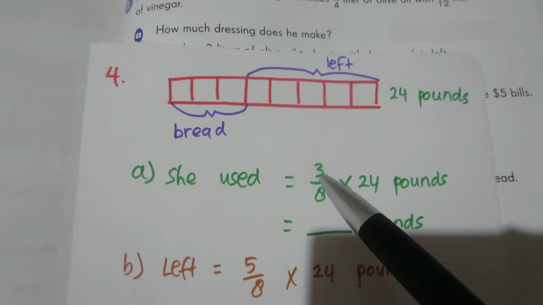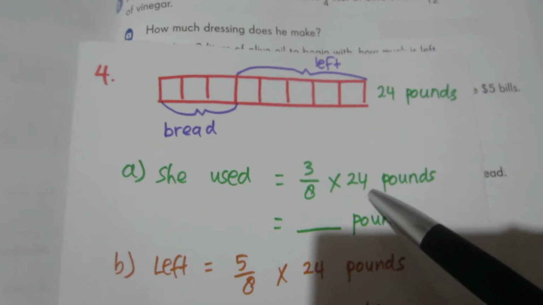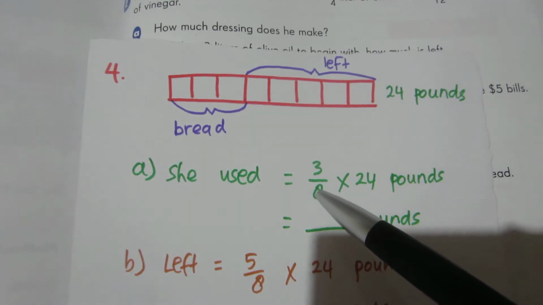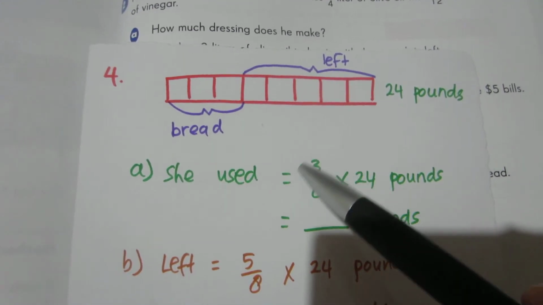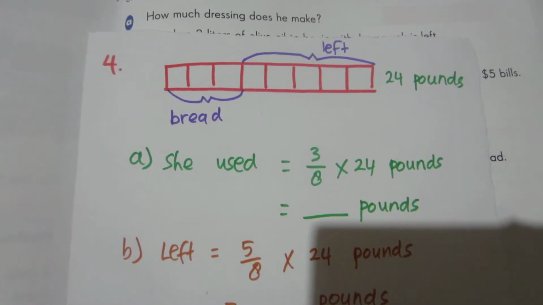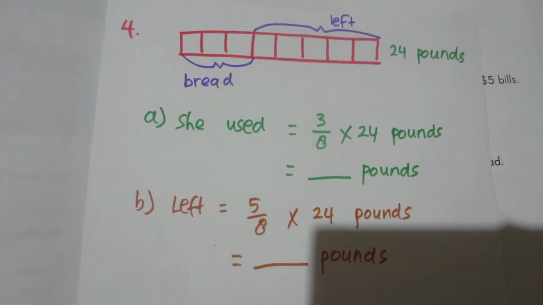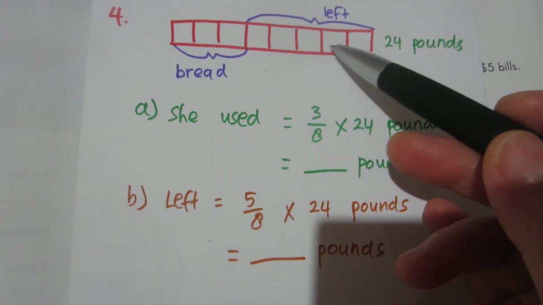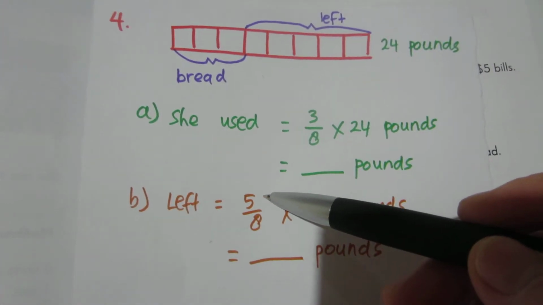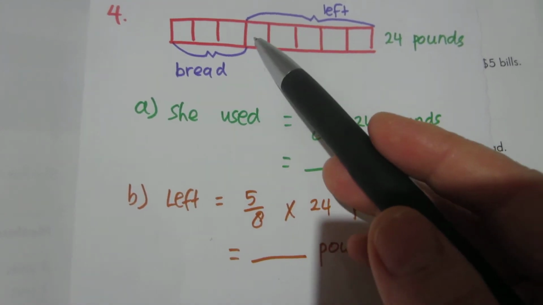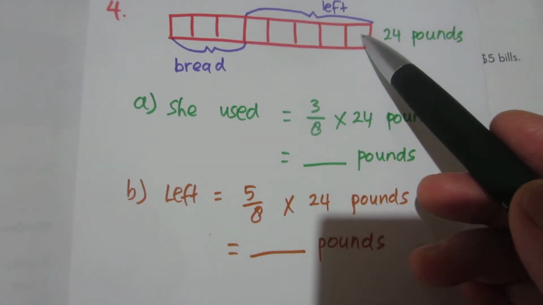She used 3/8 of 24 pounds. How do we know? It's said in the question. She used 3/8. You multiply this and then you get the answer. And how much is left? The leftover is 5. 1 2 3 4 5. 5 from the total. The total is 8. 1 2 3 4 5 6 7 8.